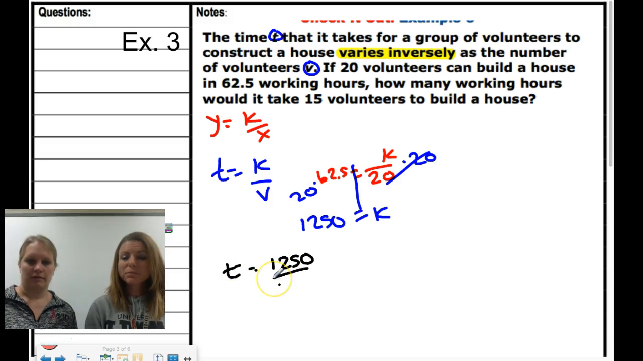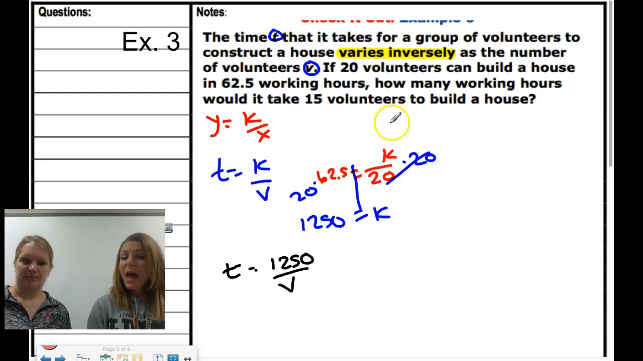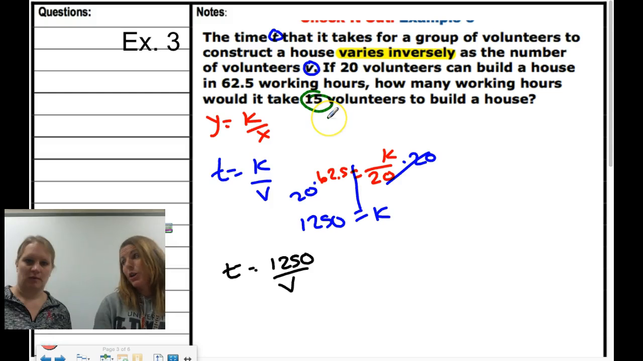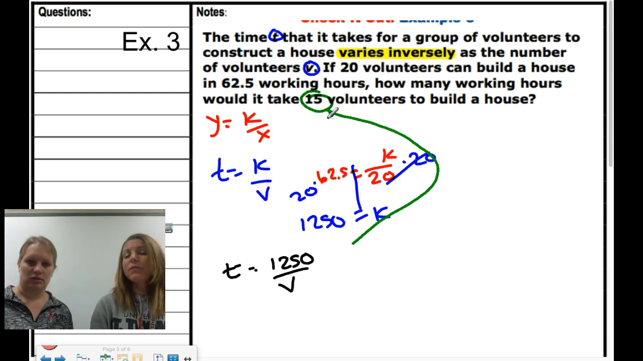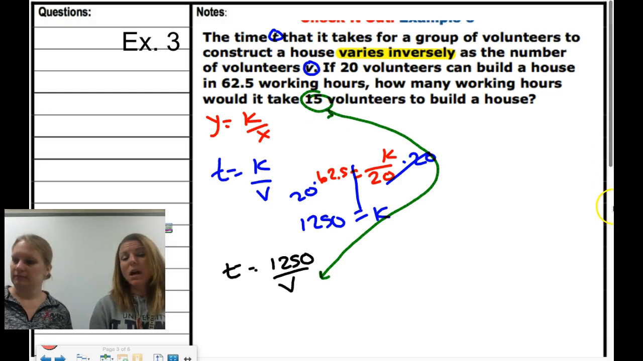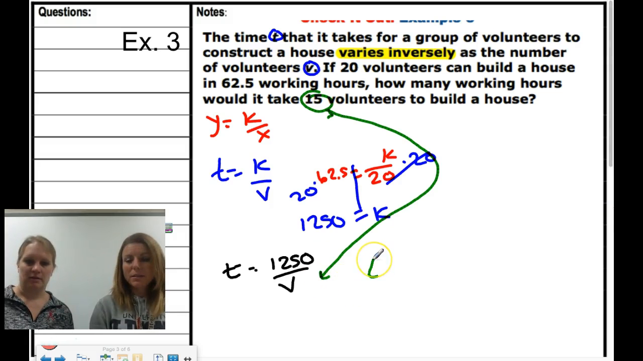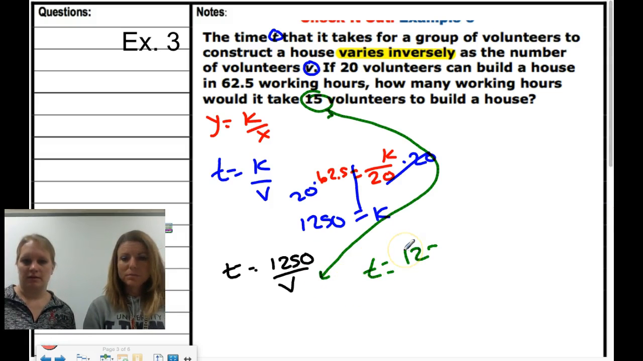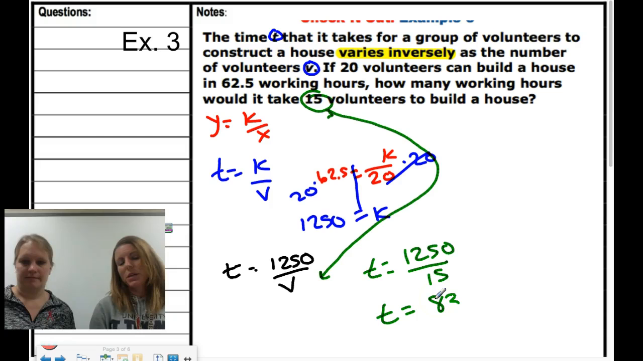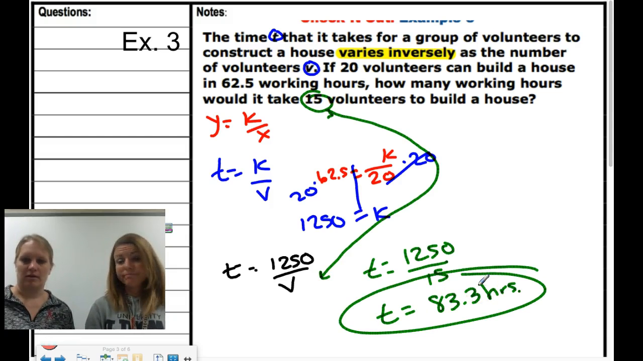over V. So now look what it's asking. How many working hours, so we want to know T, would it take 15 volunteers to build a house? So we just plug it in. T equals 1250 over the 15 volunteers. And when you divide that, you get 83.3 hours. And we're done.